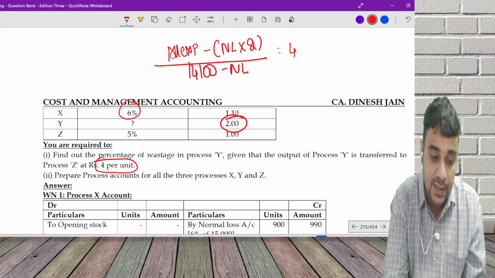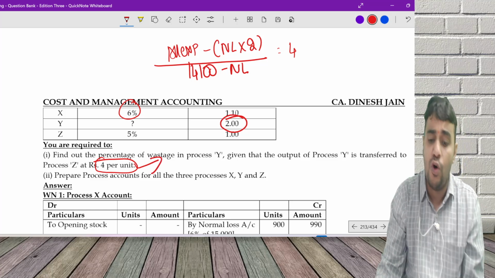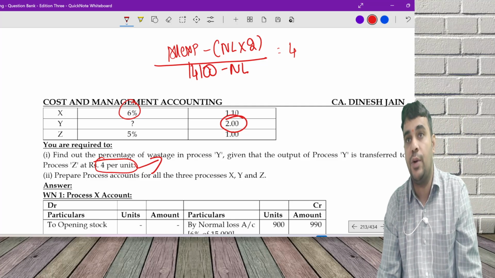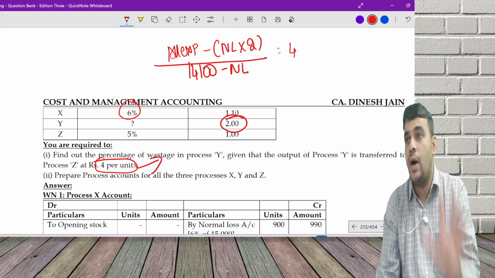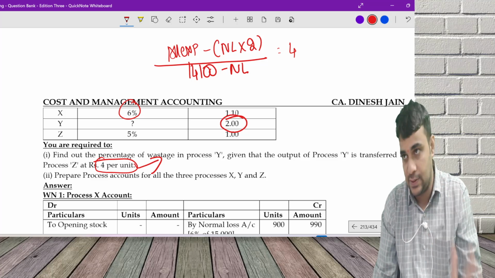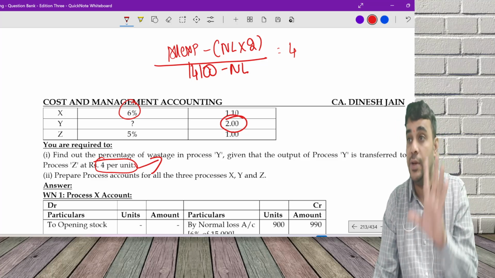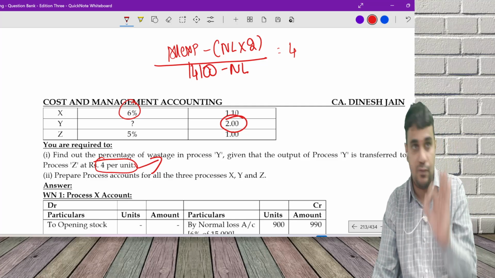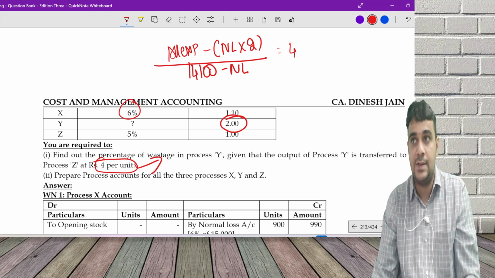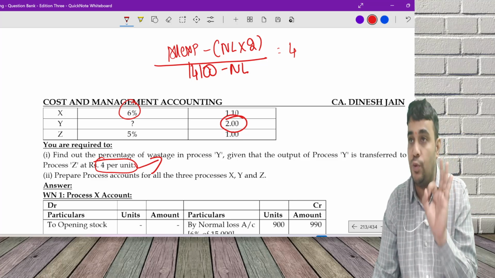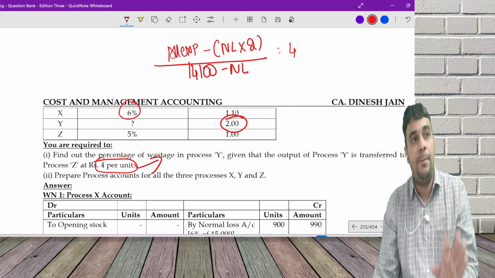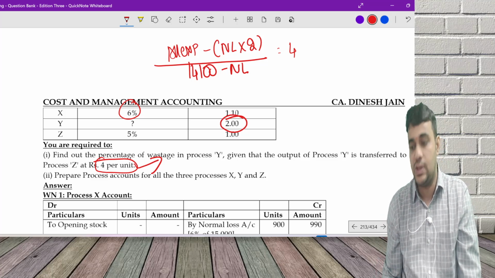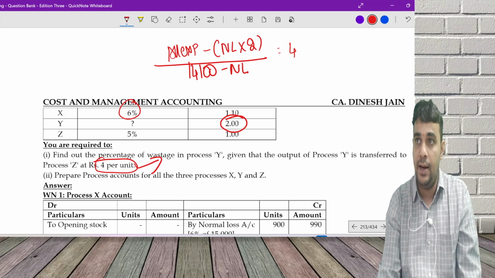What they have given is it is transferred at what rate? 4 per unit, which means cost per good unit is 4. I don't know as of now how many units are transferred. I also don't know how many units are normal loss, but cost per good unit is equal to all expenses, which will come from the debit side, minus normal loss into 2 rupees, divided by 14,100 minus normal loss. Normal loss we will get from this calculation.